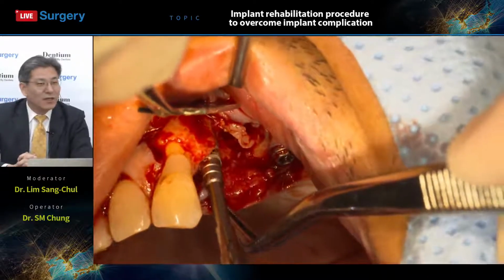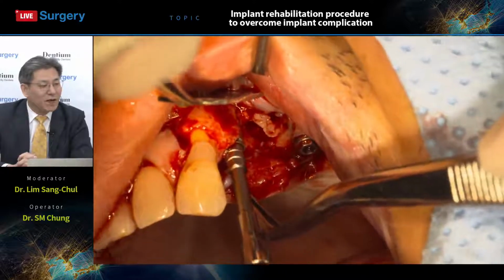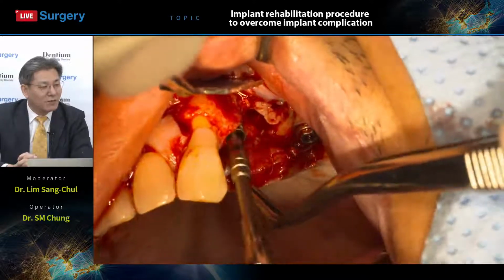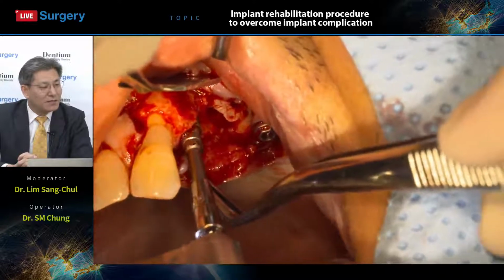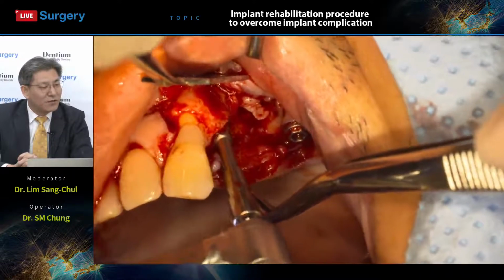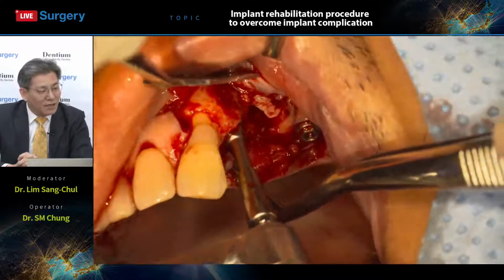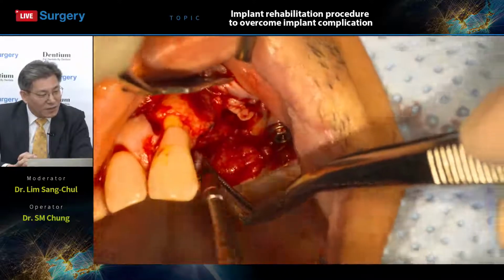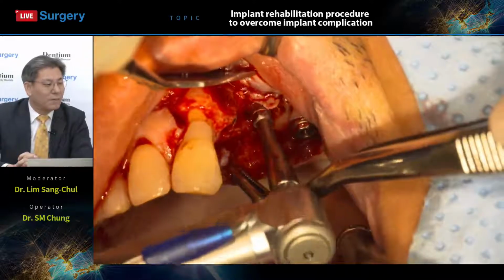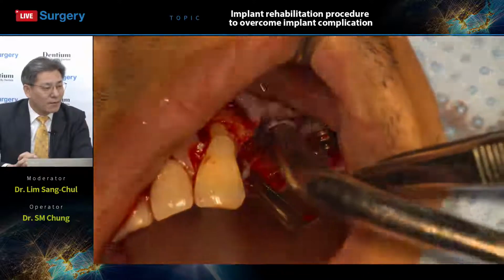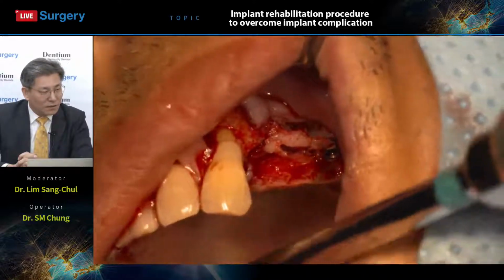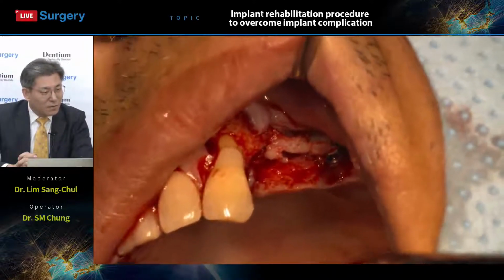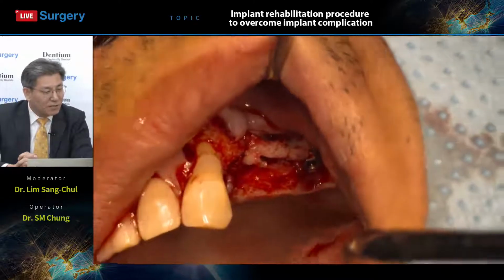So anyway, the 3.5 and 9 millimeter bone level implant is placed on this number 24 area. He made a little bit deep insertion because of initial stability.